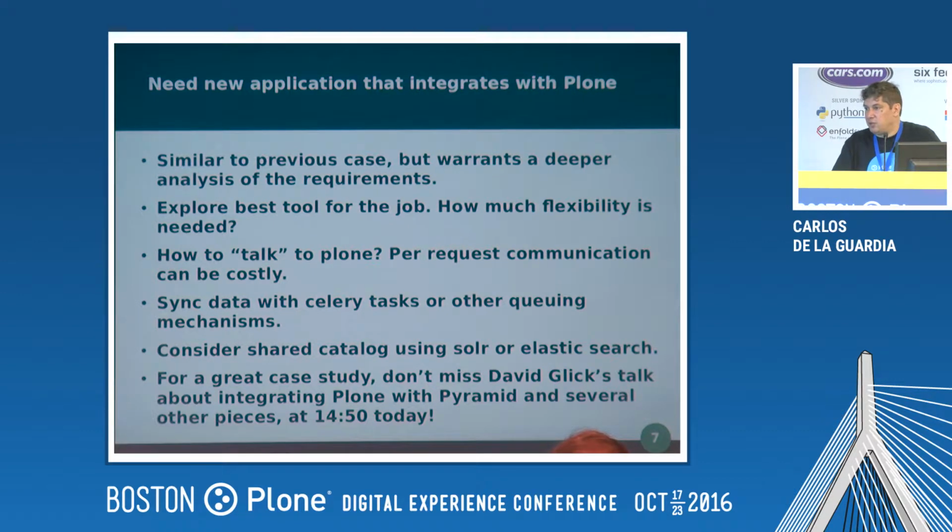One other thing that can be useful is to use a shared catalog among different applications or sites. For example, using Elasticsearch or Solr. Those are very good tools. They are fast and built for that, and they allow you to do things that Plone's catalog doesn't. For example, search suggestions or other nice search things.